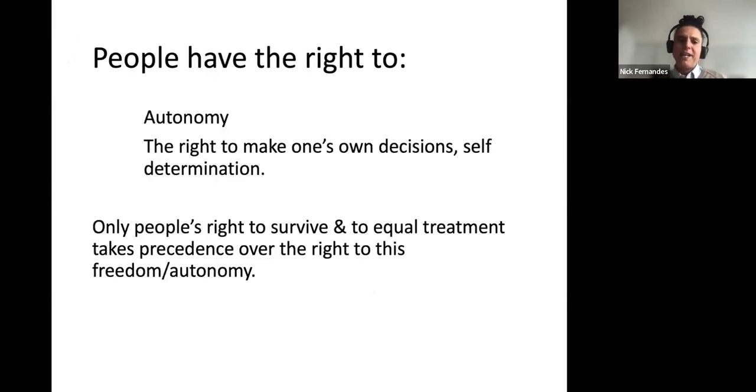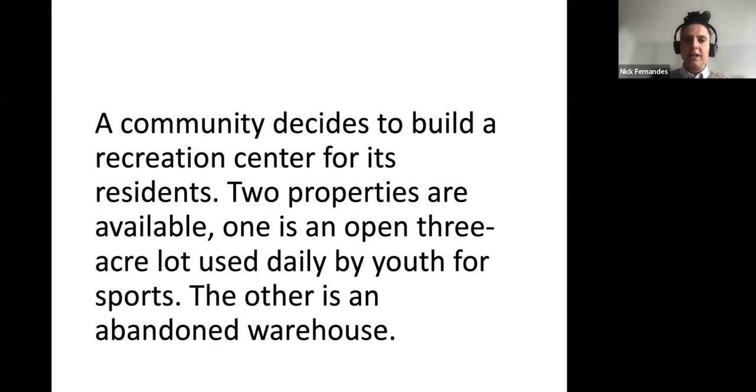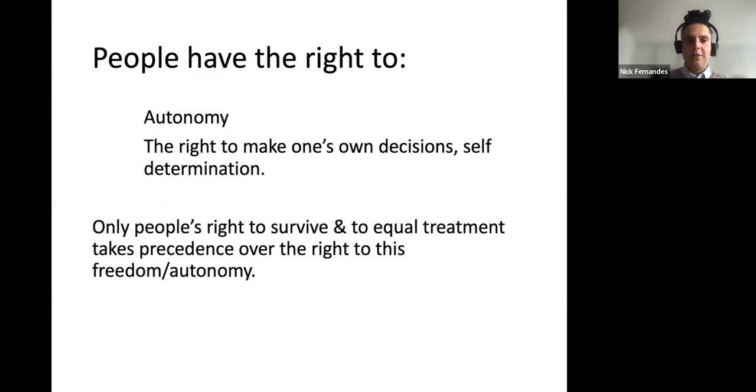All right, now we start getting into some of the fluffier ethics and rights, such as the right to autonomy. People have the right to make their own decisions and to determine themselves, self-determination. Only your right to survive and your right to equal treatment takes place over this. Oh, I've gone very far ahead of myself. All right. Can anybody give me an example of when that would come into play?